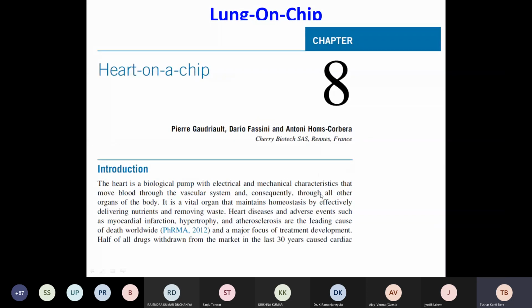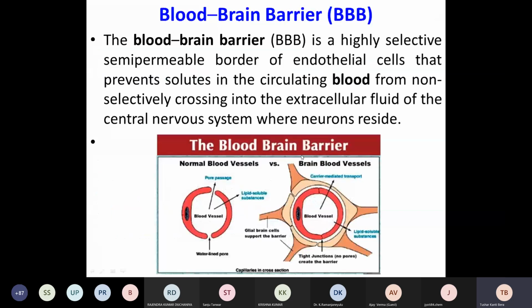So these are the references I have given. This is from a book published by Elsevier. And the blood-brain barrier, which is a very important physiology for disease detection or medicine analysis, means we will have one extra protection in the vessels in the brain, so that harmful materials, harmful microbes or other materials which are not good for the brain are not allowed to pass.